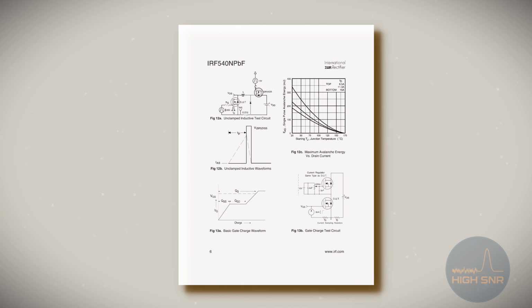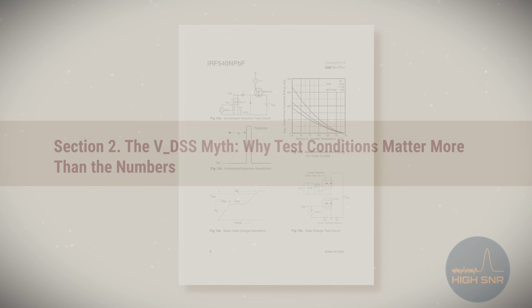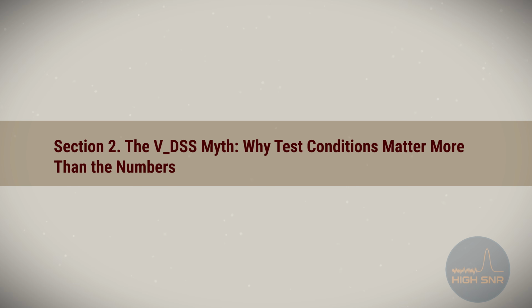In this video, our main suspect is the drain-to-source breakdown voltage, a parameter that seems like a simple, absolute constant, right up until it starts drifting due to temperature changes or an inductive voltage spike. Section 2. The myth of breakdown voltage. Why measurement conditions are far more important than the numbers themselves.